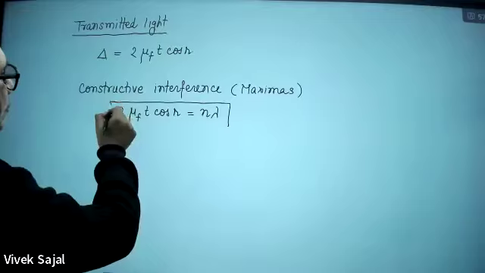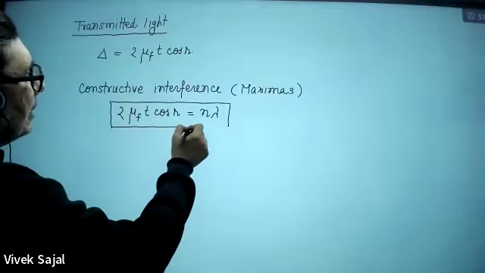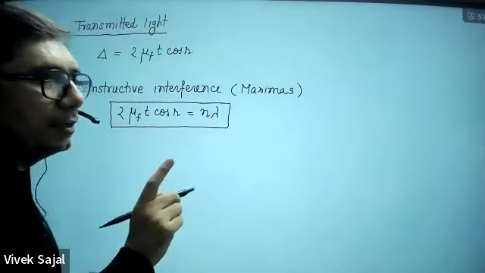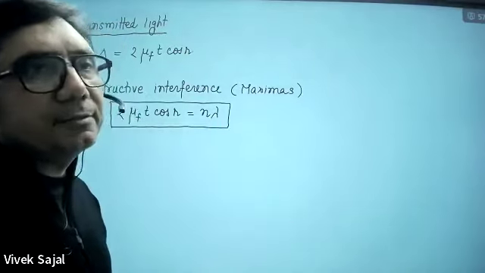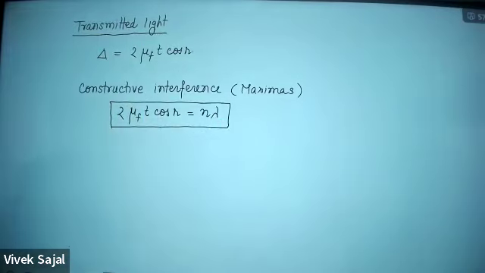Whatever was the condition of minima in the reflected light, the same condition is for the constructive interference, the maxima, in the transmitted light. So this is the condition for constructive interference in the transmitted light.